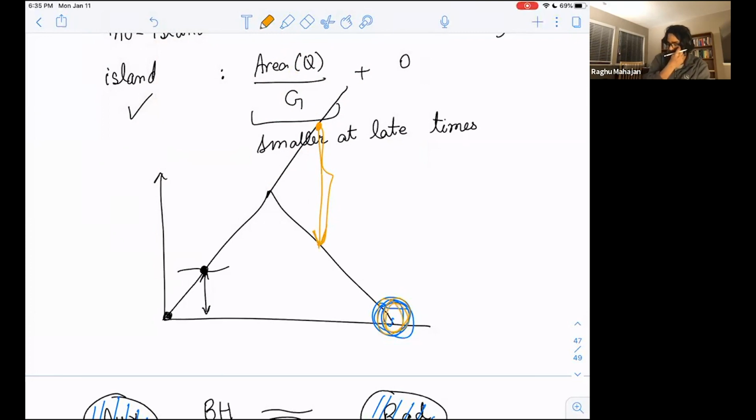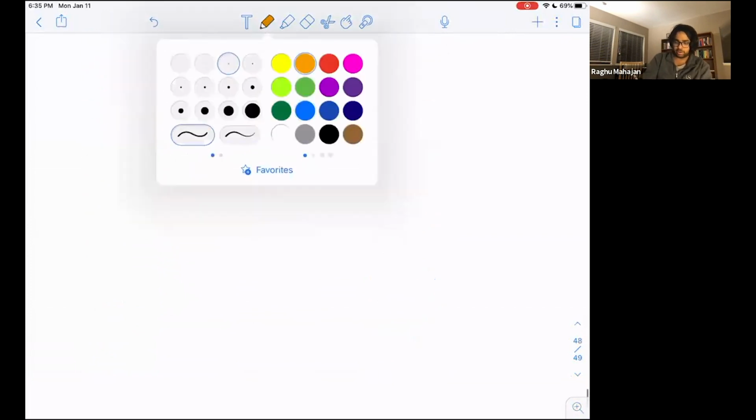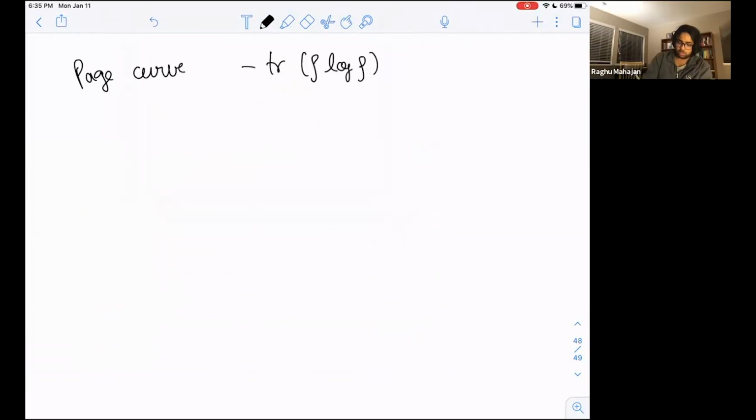But what happens here is a matter of mystery. But I should say that this is not the end of the road. So what is this Page curve all about? The Page curve is all about quantities like trace rho log rho, right? Or maybe, if people have now computed these, replica trace rho to the n.